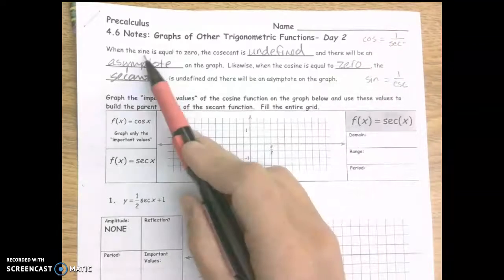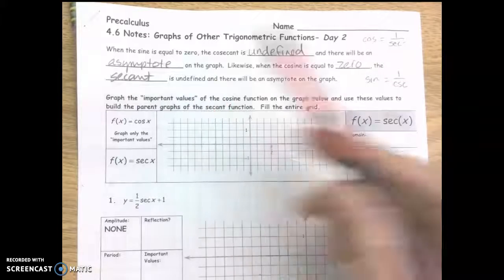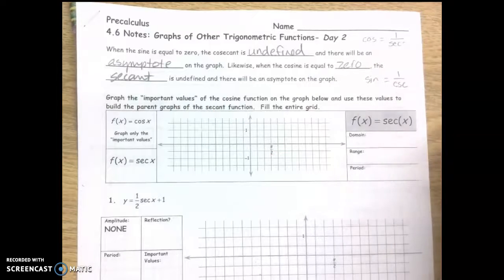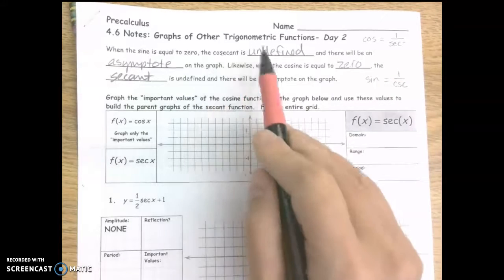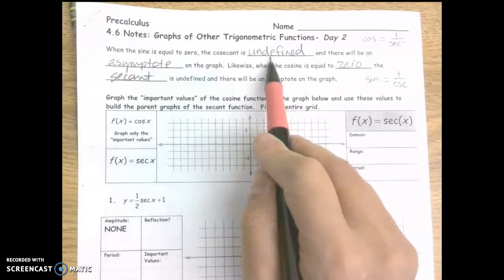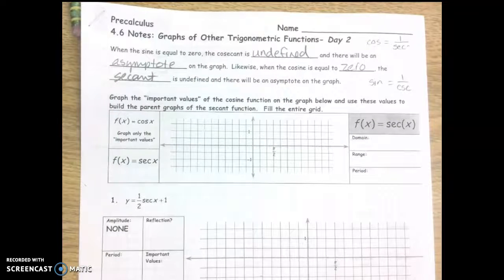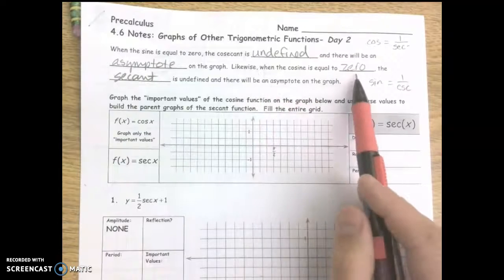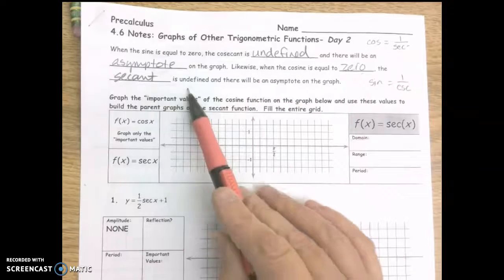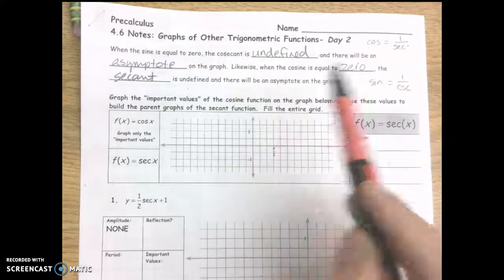If I have a sine value that's equal to 0, then the cosecant is going to be undefined. And then there will be an asymptote like we saw with tangent and cotangent. Likewise, when cosine is equal to 0, the secant is undefined, and there will be an asymptote on that graph.